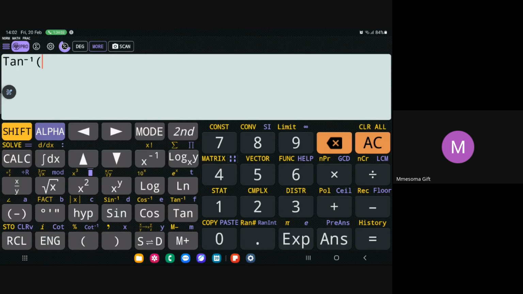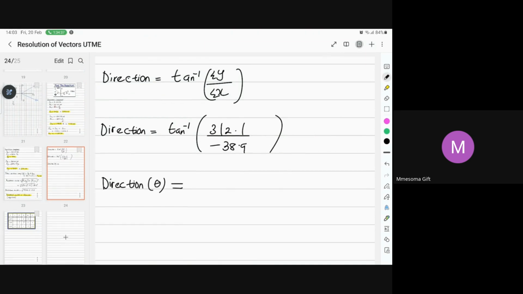Shift, tan inverse of 312.1. Yes. Divided by minus 38.9. It's giving you the same value. See? Interesting. Okay. And that will give us minus 82. That also? Yes. Okay. So there's no need of taking that sign. So that will give us 82, right? That's the degrees right there.